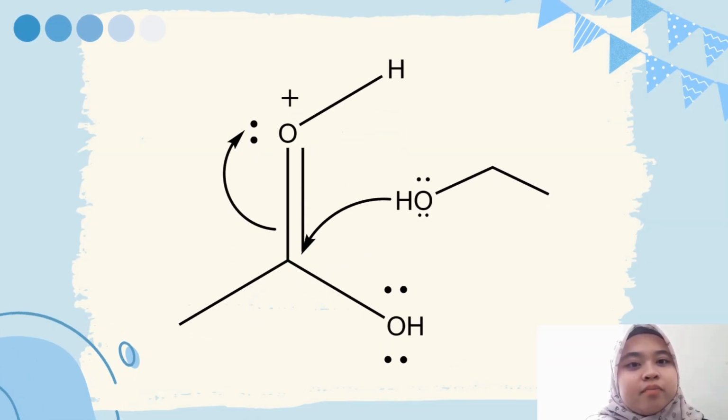Next is the second step, nucleophilic attack by ethanol. Ethanol acts as a nucleophile due to the lone pair on its oxygen atom. The oxygen of ethanol attacks the electrophilic carbonyl carbon of the protonated acetic acid, forming a tetrahedral intermediate. This intermediate now has the carbon, previously double bonded to oxygen, bonded to two oxygen atoms, one from the original carbonyl and one from the ethanol.